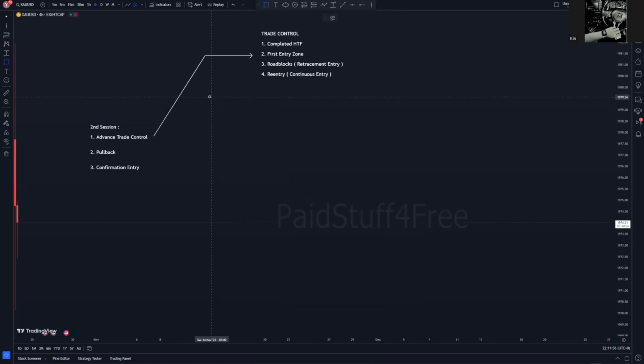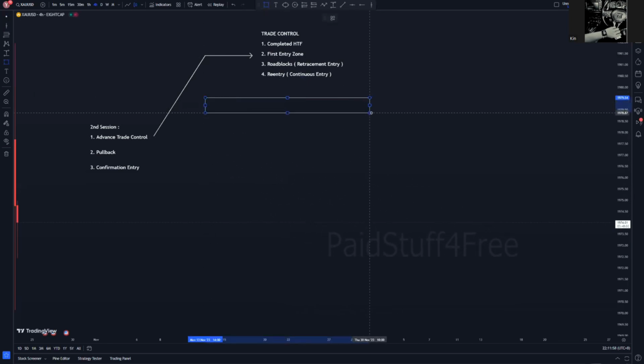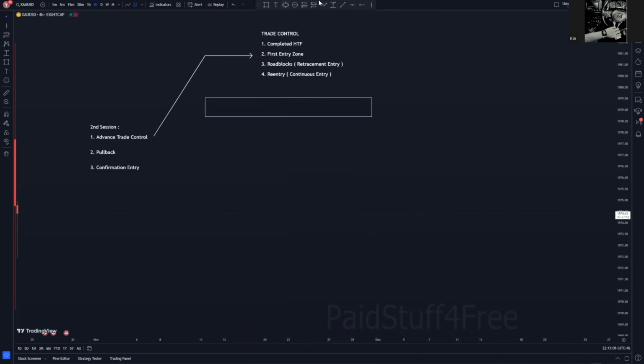Okay, so the first one. We've learned this trade control before in our first session. It will look like this. We have this H4 EG sell.